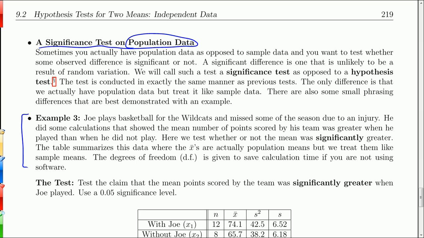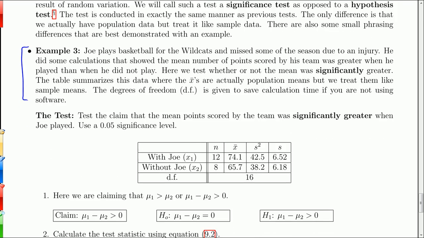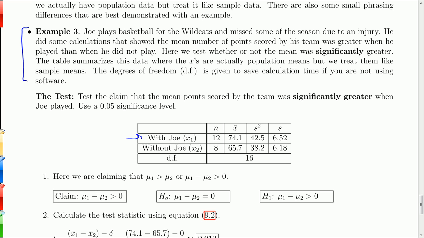Joe plays basketball for the Wildcats, missed some of the season due to an injury. He did some calculations that showed the mean number of points scored by his team was greater when he played. Right? So basically, with Joe, the mean was 74.1 points scored, and without Joe, the mean was 65.7. So clearly, based on the games played, the mean score was higher, right? But we want to ask ourselves, was it significantly higher? You know, is that 74.1 significantly higher than the 65.7?